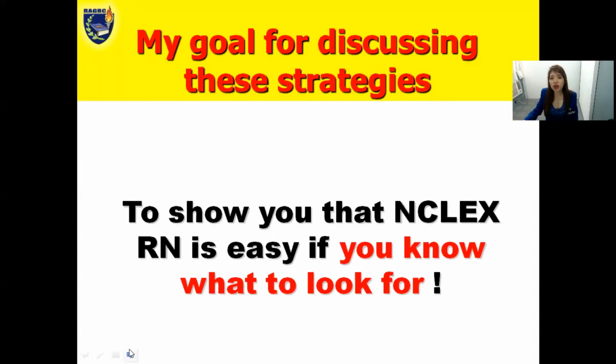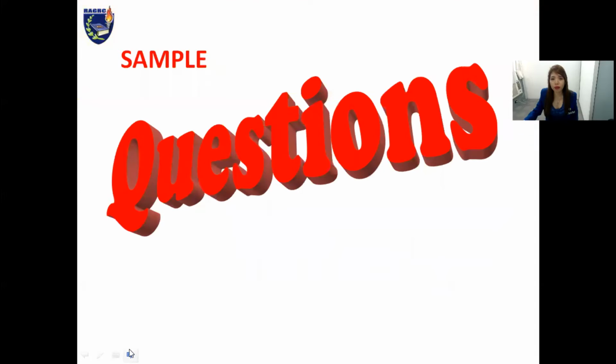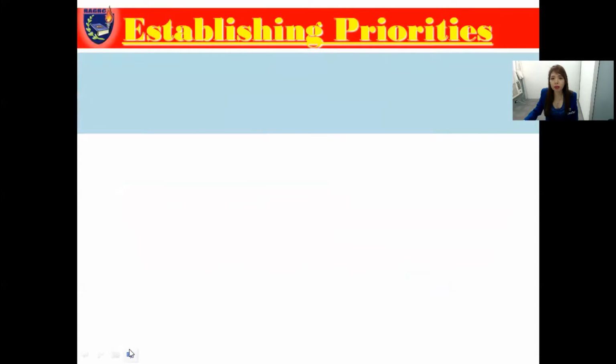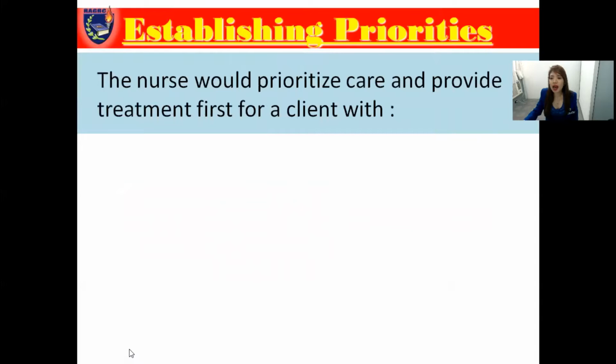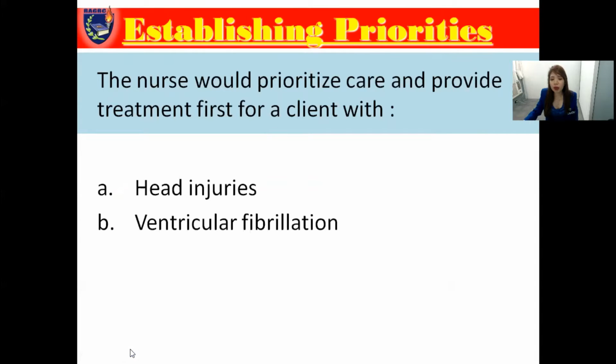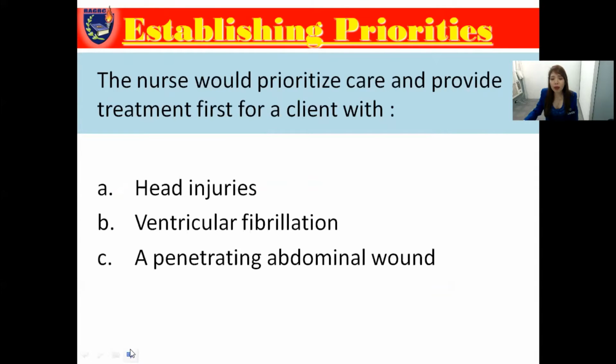And my goal for discussing these strategies is to show you that NCLEX-RN is easy if you know what to look for. For example, the nurse would prioritize care and provide treatment first for a client with letter A, head injuries, letter B, ventricular fibrillation, letter C, a penetrating abdominal wound, or letter D, a fractured femur.